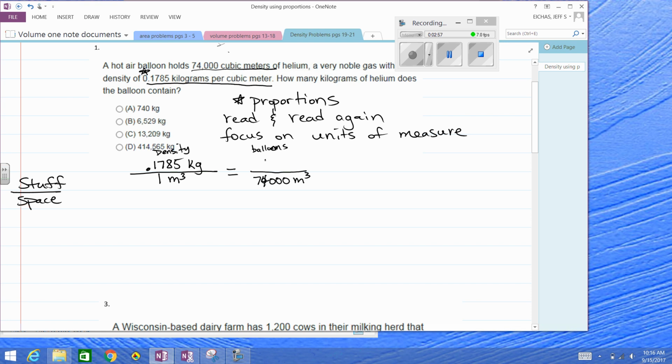How many kilograms? We don't know. We tend to call it X. Now for a minute, I'm going to take a liberty to not keep the units of measure coming along. Science wouldn't like that, but we'll come back to the units of measure. So we cross multiply. I'm going to ignore the units of measure for a minute. So it's 1x, and then the equal sign, and whatever 0.1785 times 74,000 is. So x is going to happen to equal 13209, and then that is kilograms. So that's that one.